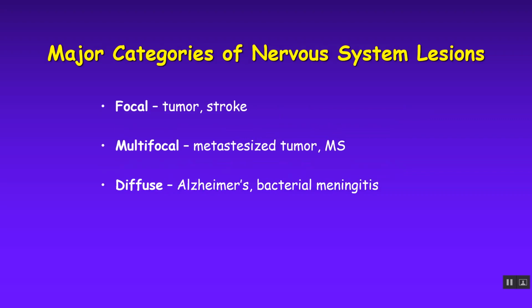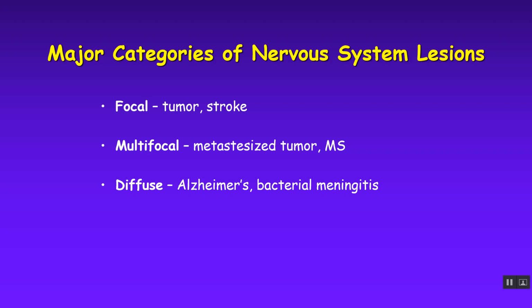So let's talk about some broad categories. When you have a lesion, or damage to the central nervous system, that can be categorized in one of three major categories. The first is a focal lesion, which is a lesion that is in one distinct region of the nervous system and is contained within that one region, like a tumor or a stroke.